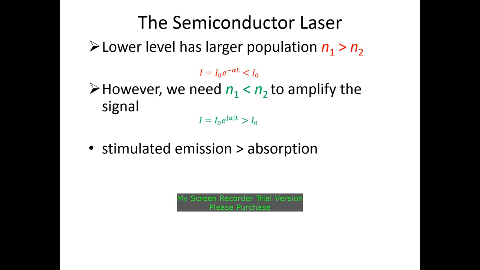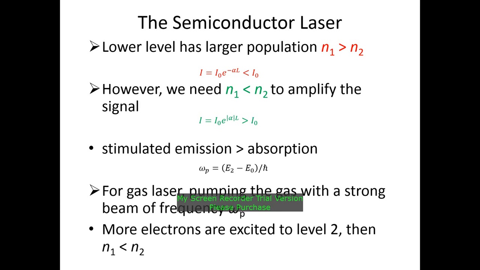So to generate a laser, the higher energy level should have a larger population than the lower energy level. To satisfy this condition, we can pump the gas with a strong beam which excites many electrons from the lower energy level E1 to the higher energy level E2 to make N2 larger than N1. Then the laser is generated.